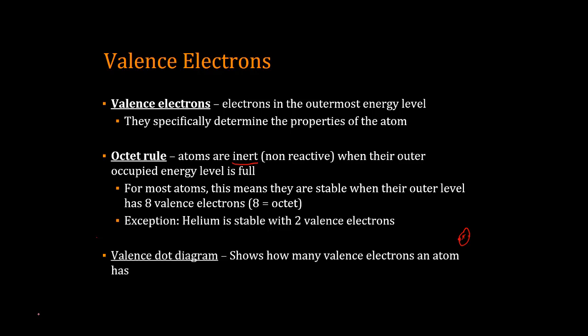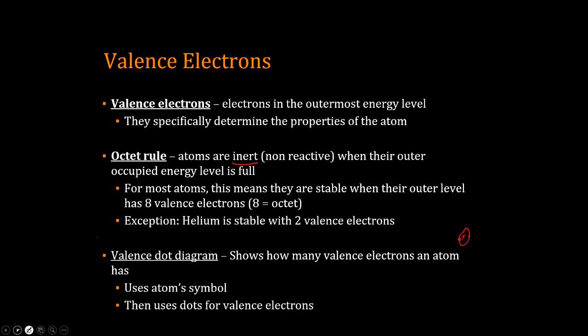Now, we're going to cheat, and we're not going to worry about all of the inner electrons, protons, and neutrons. We're going to use valence dot diagrams that just give us a quick summary of what's going on with an atom. Those are going to use just the symbol of the element and then electrons, or dots, placed around that symbol to represent valence electrons. We'll get to that example in just a minute.